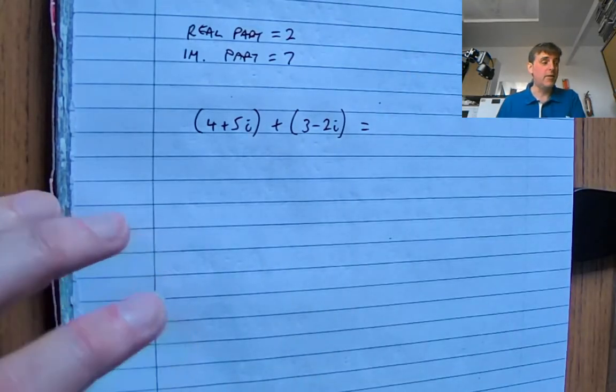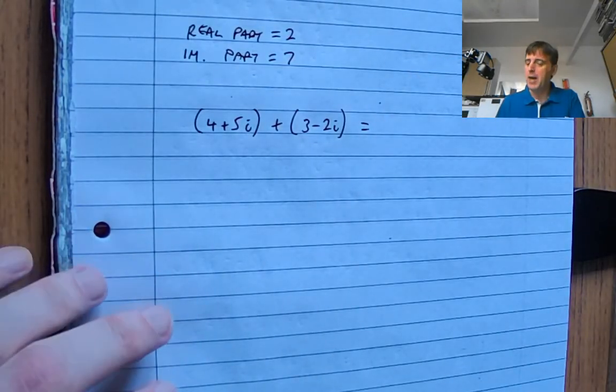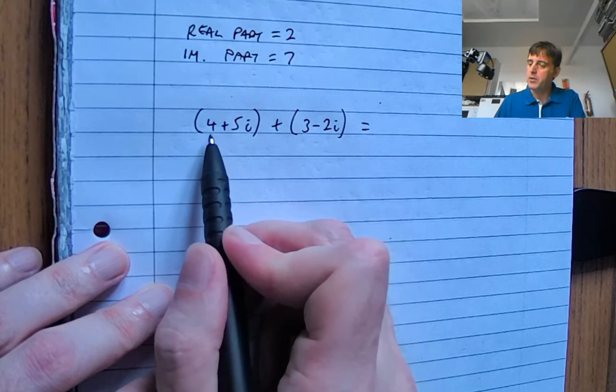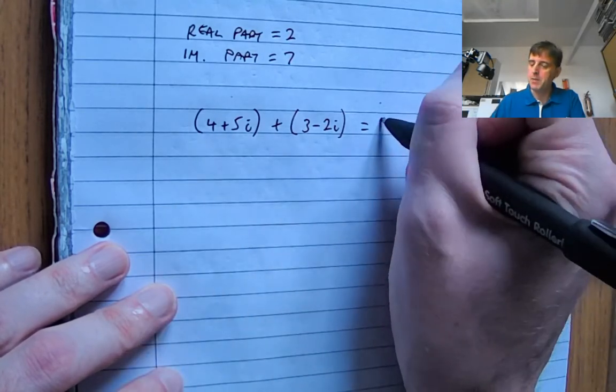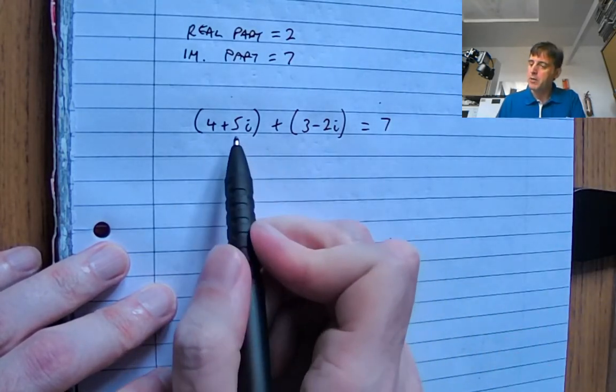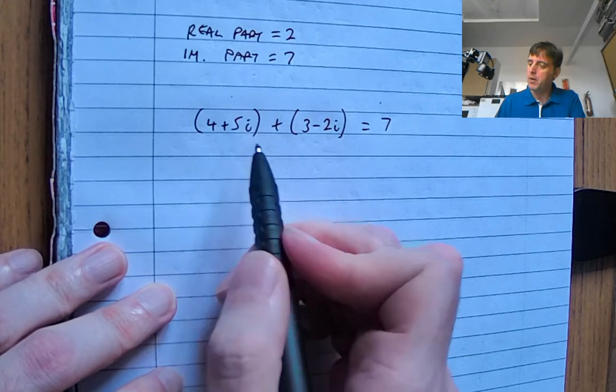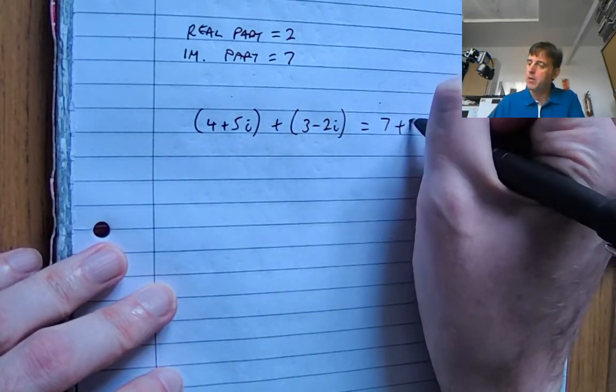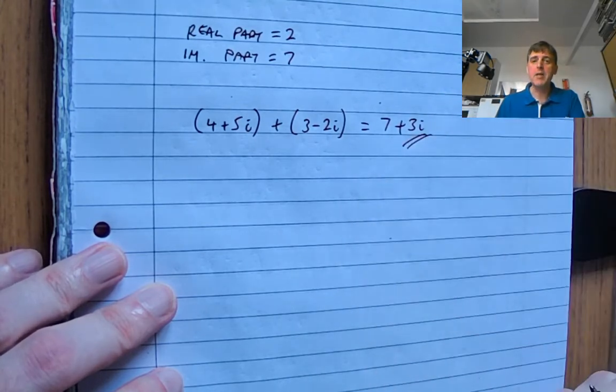Well, nothing funny going on here, exactly as you'd expect. If you're used to collecting terms together with algebra, which I'm sure you are, you'll be able to get this one very easily. We can look at the real parts here, the 4 and the 3, those add together to make 7. The imaginary parts, we've got 5i plus the negative 2i, so those two imaginary numbers will combine together to make plus 3i, and there is our answer.